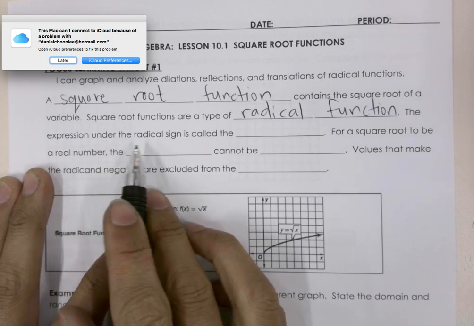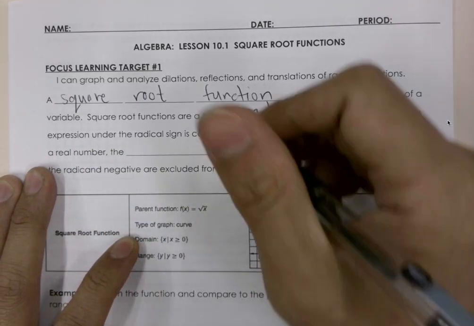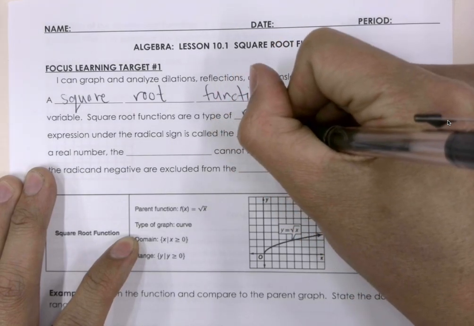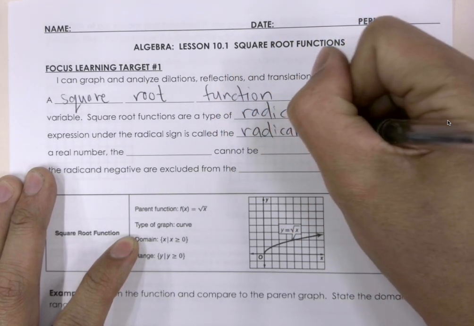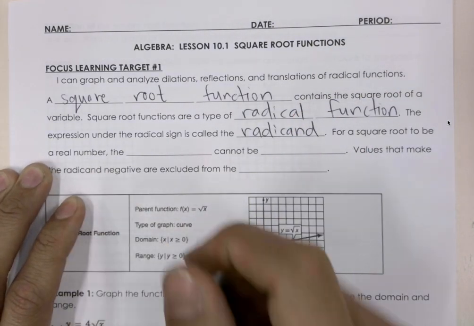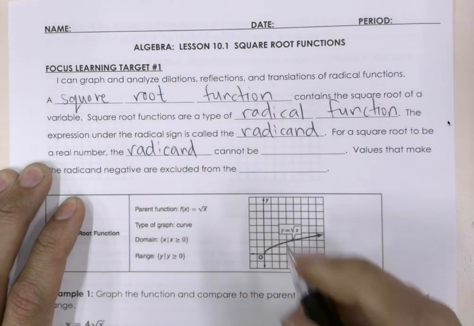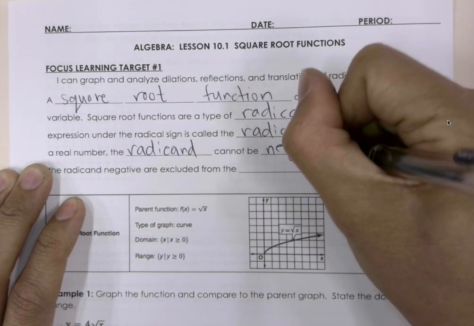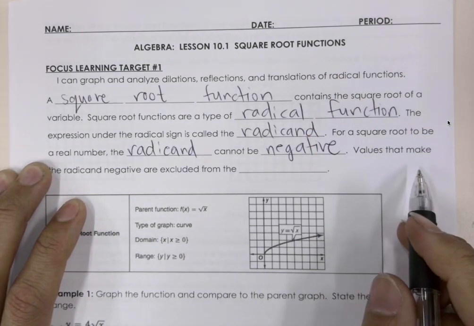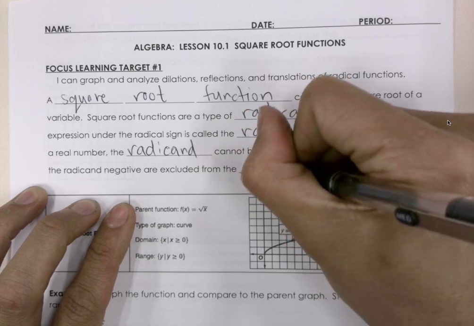The expression under the radical sign is called the radicand. For a square root to be a real number, the radicand cannot be negative. Values that make the radicand negative are excluded from the domain.